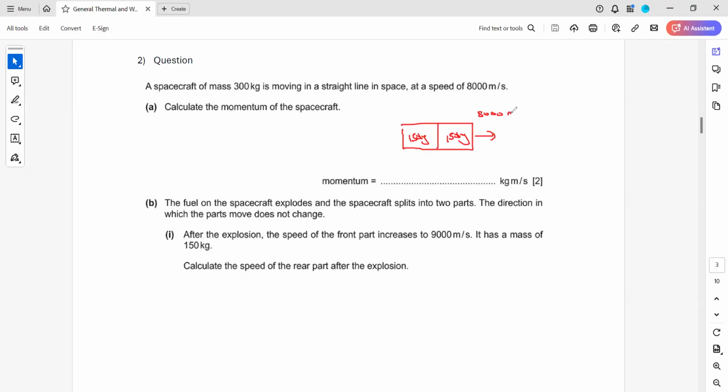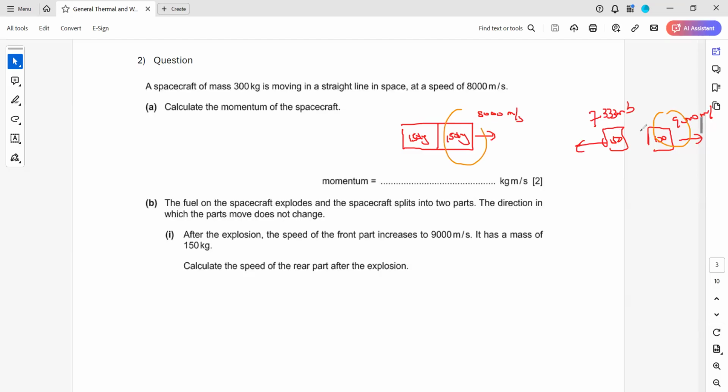So this is 8,000 meter per second. But later when it exploded, the front part moved at a speed of 9,000 meter per second and the rear part moved at a speed of 7,333 meter per second. In the question, we just need the force on the front part.